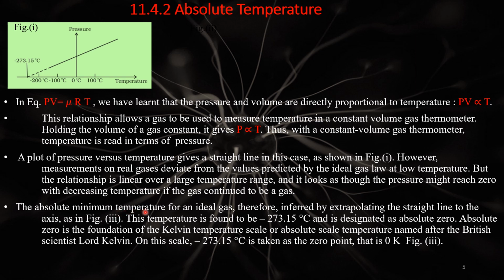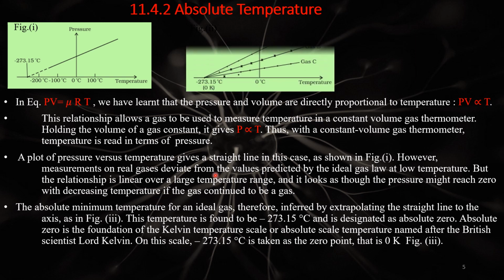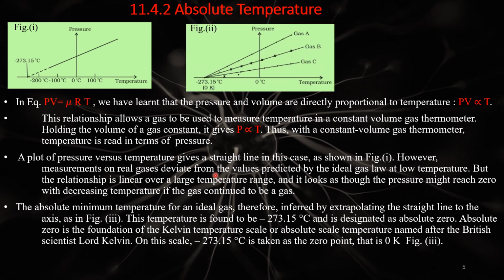The absolute minimum temperature for an ideal gas, therefore, is inferred by extrapolating the straight line to the axis, as shown in figure 2. This temperature is found to be minus 273.15 degrees. So, if you extrapolate these straight lines and allow them to meet on the x-axis, they meet at the point minus 273.15 degrees, which is taken to be the 0 point. So here you see minus 273.15 degrees Celsius is taken as 0 Kelvin, as shown in figure 2.